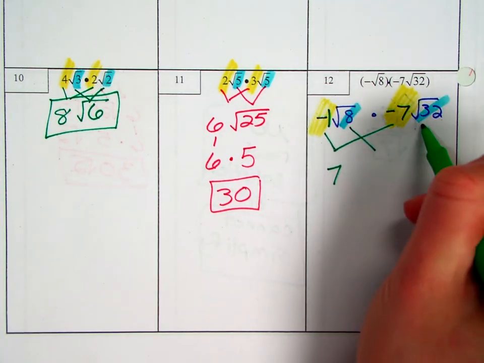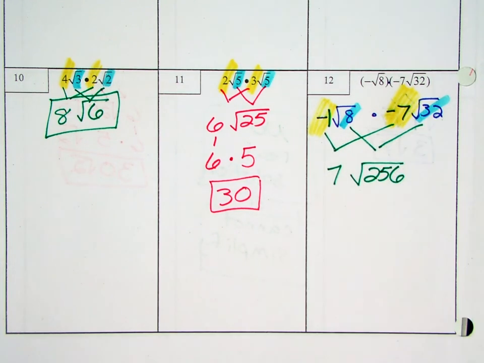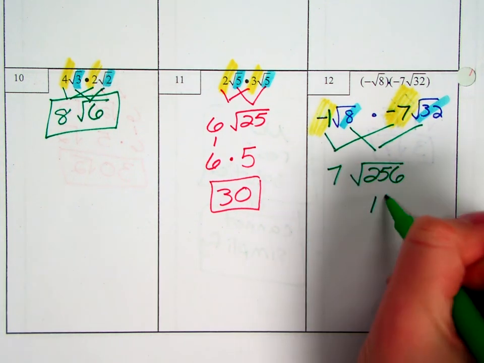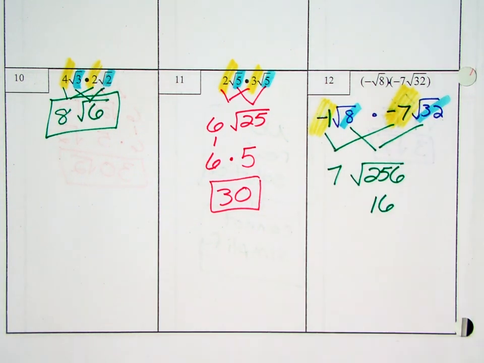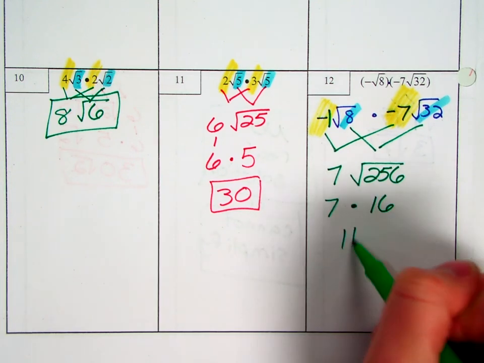So 8 times 32 would be the square root of 256. Now, since this is such a big number, you should always make sure you type it in your calculator to see if it's a perfect square. So if I were to type this in, square root of 256, my calculator tells me that it's 16. So since it's a non-decimal, we can just leave it as 16 and then do 7 times 16, which is 112.